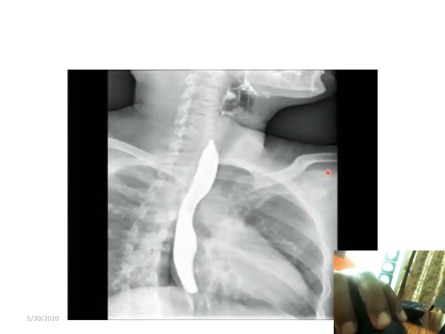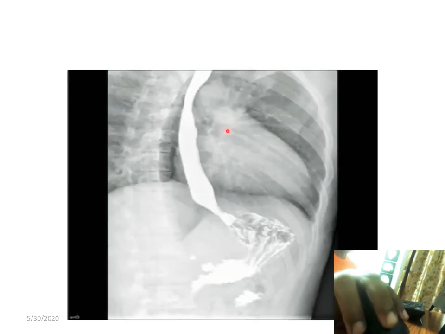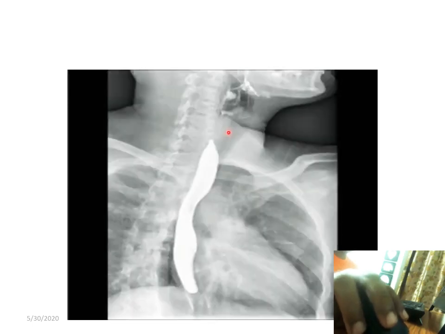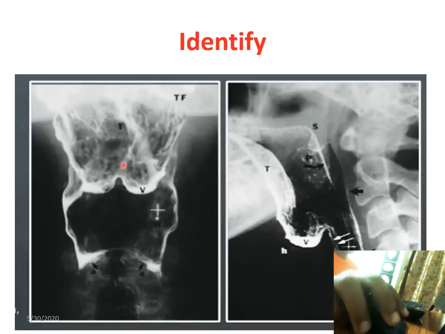So you can see in this picture the barium path from the oral cavity to the oropharynx, hypopharynx, esophagus, and stomach. So you can identify the various structures. There are two bulges, W structures.